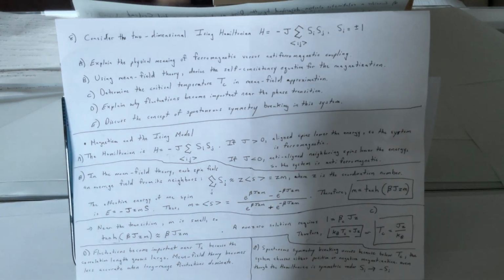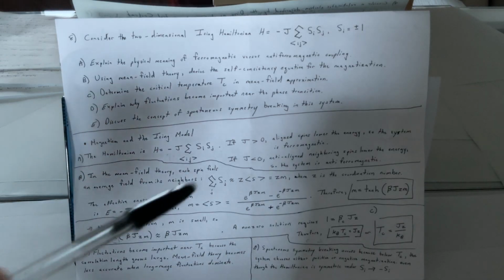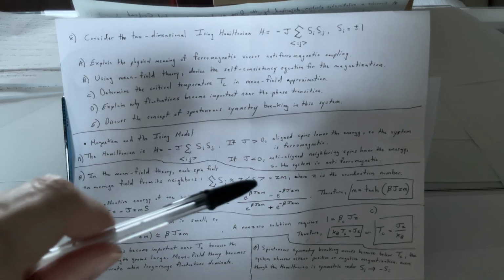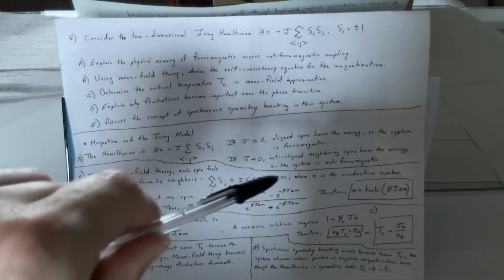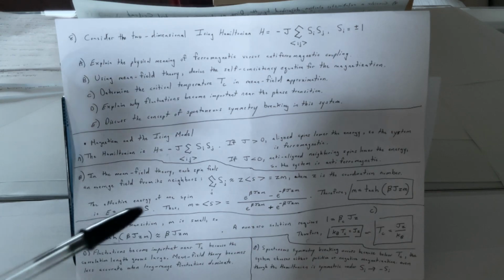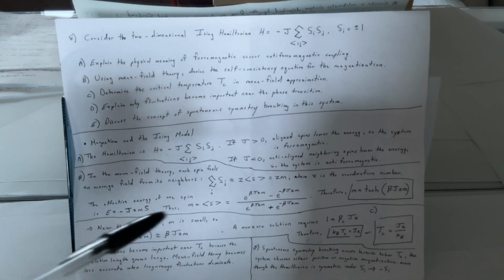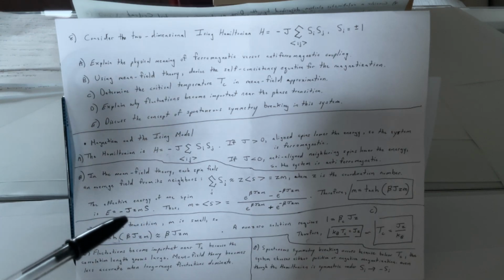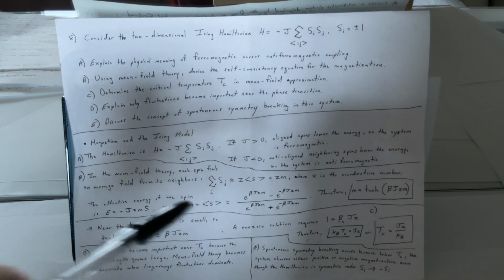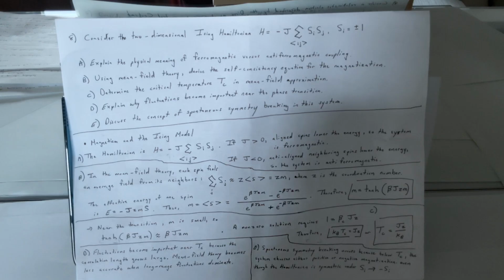Okay, moving to B. In mean field theory, each spin feels an average field from its neighbors. Here we have the summation over S sub j, which equals m, where z is the coordination number, and the effective energy of this spin is E equals negative J z m s. Thus m equals the average value of s.